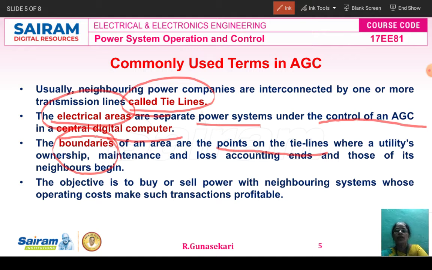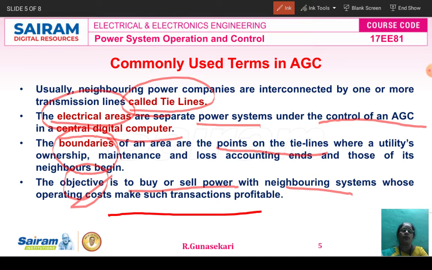So what is the objective? The objective is to buy or sell power with a neighboring system whose operating cost makes such a transaction profitable. This is the main objective of the interconnected power system by implementing automatic generation control.